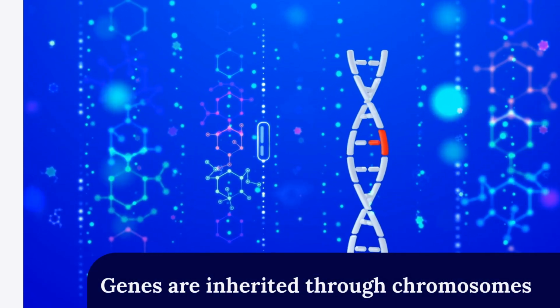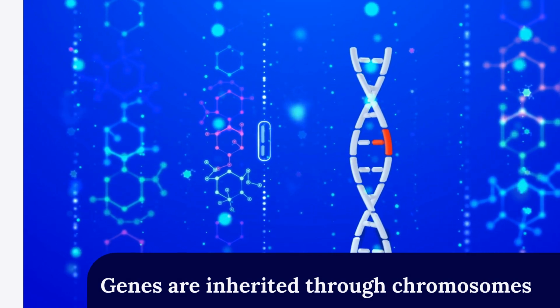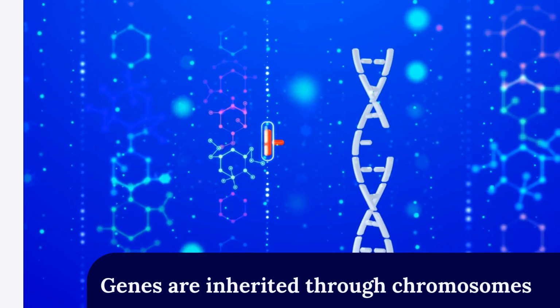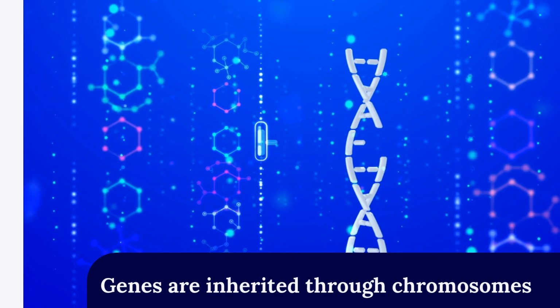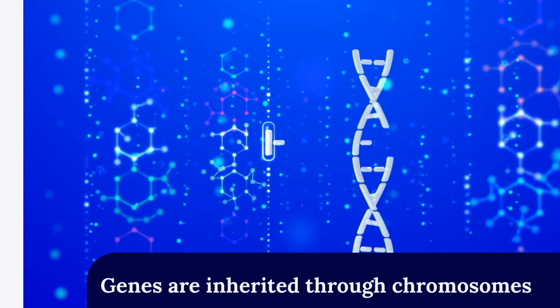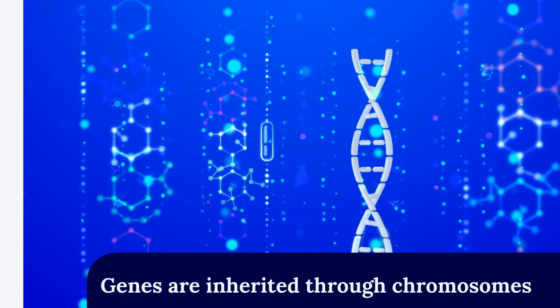Inheritance is determined by chromosomal genes. Genes are organized and passed through chromosomes. Each gene occupies a specific chromosome position. The combination from parents influences offspring traits. Humans inherit 2 gene copies, known as alleles.